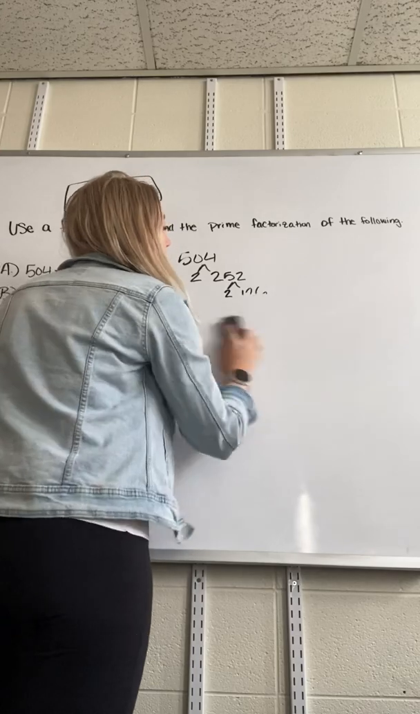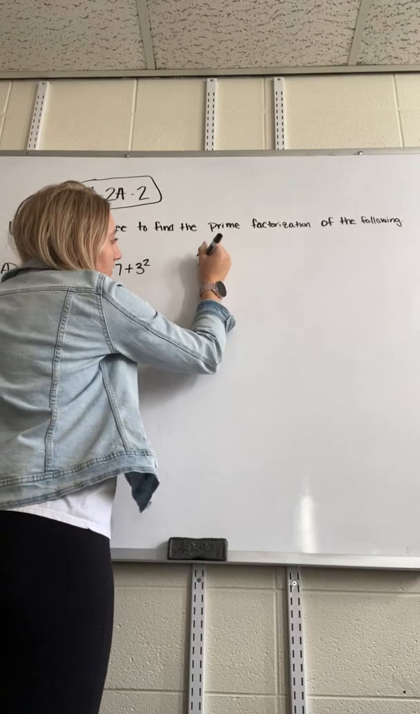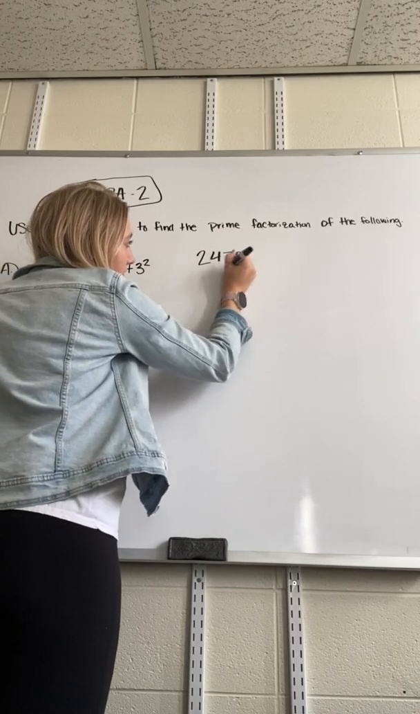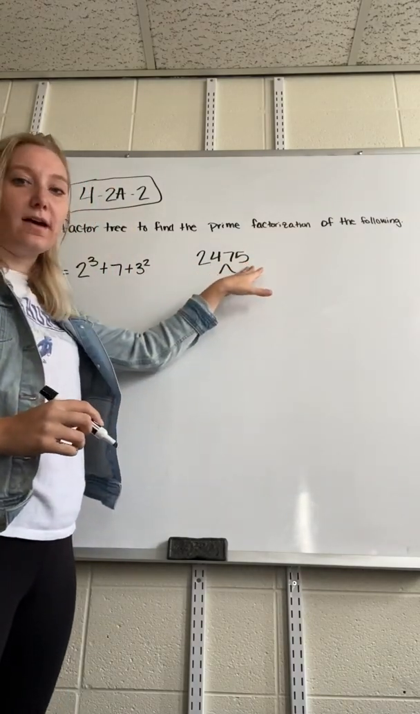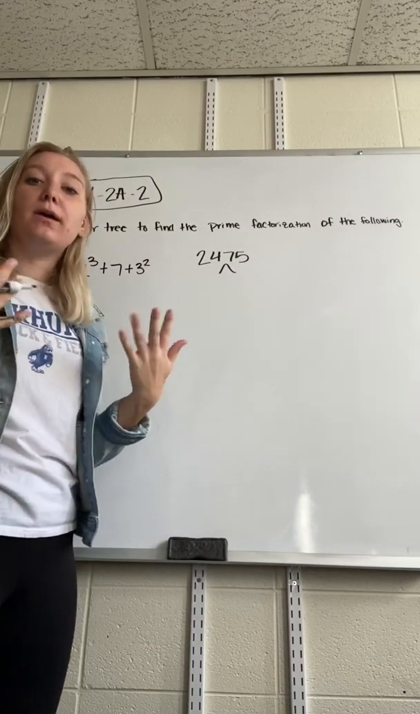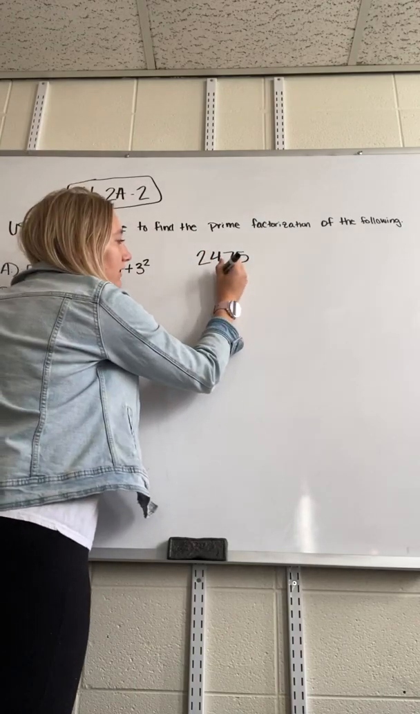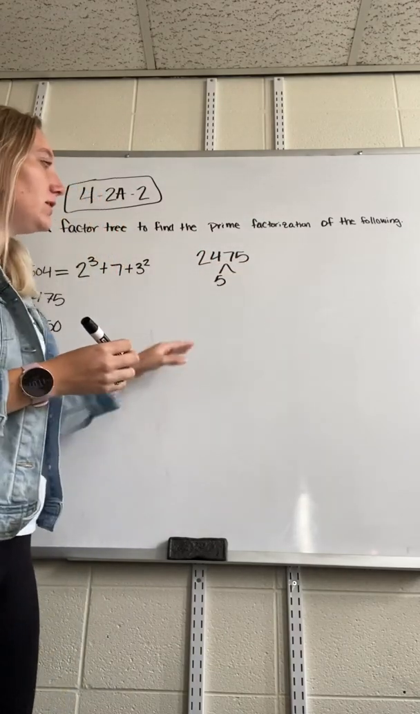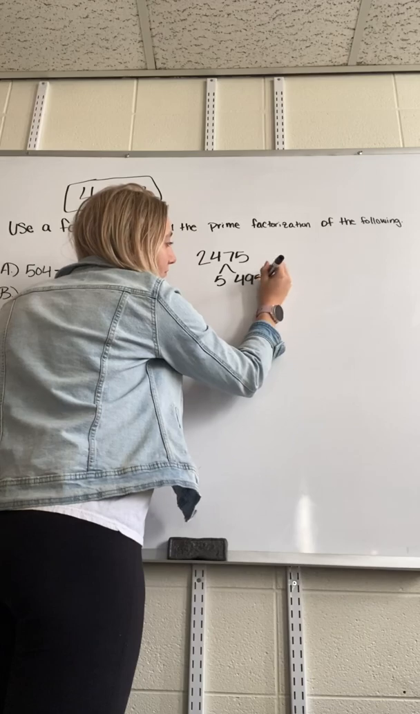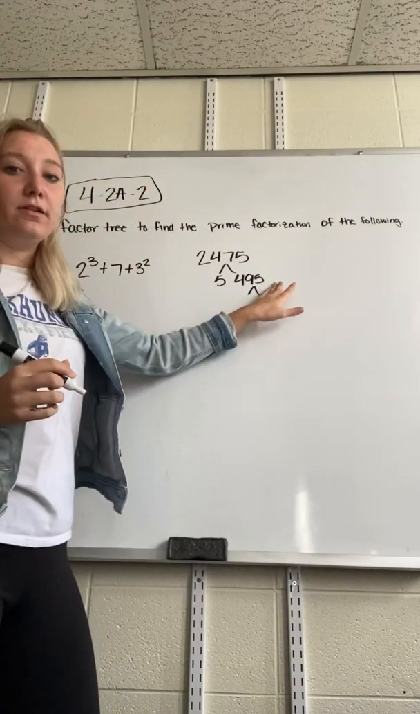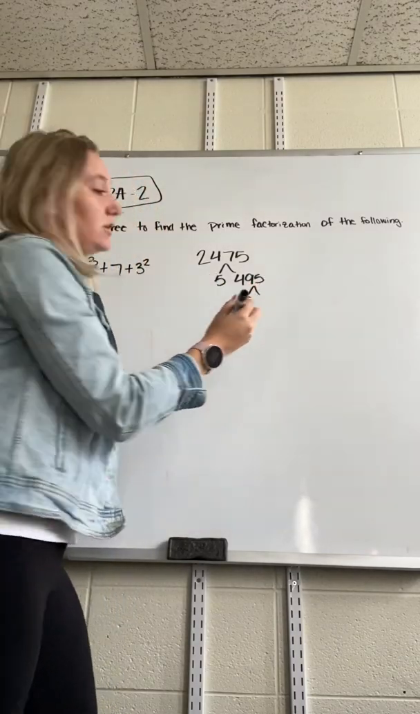Now, for the next number, I'm going to erase this, is 2,475. I see that this number ends in 5. I know that one of our prime numbers is 5 and it is easily divisible by 5. So I'm dividing 2,475 by 5 to get another factor of 495. This still ends in a 5, so I know I can divide it by 5 again, which equals 99.